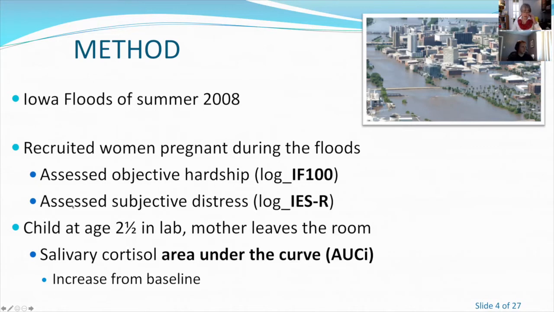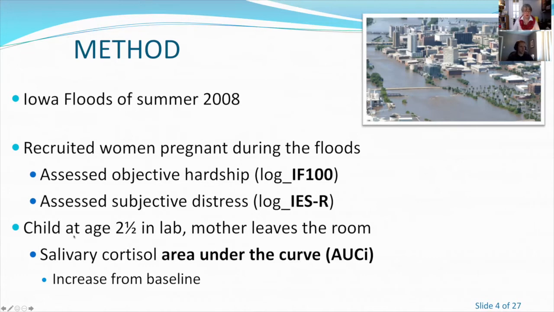We also assessed their subjective distress. We used the Impact of Events Scale Revised. This is a scale that assesses post-traumatic stress symptoms in the person. That also was quite skewed, so we had to take a log transformation. So when you see this in the upcoming slides, you'll know that this is the variable for the subjective distress of the mothers.